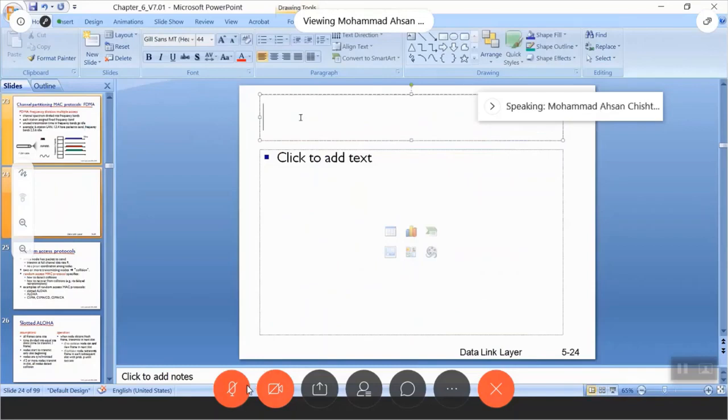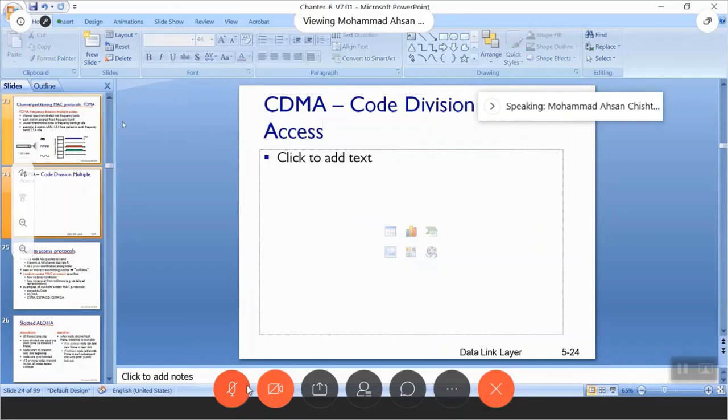So the third one that we would be doing is CDMA, which stands for Code Division Multiple Access. CDMA.